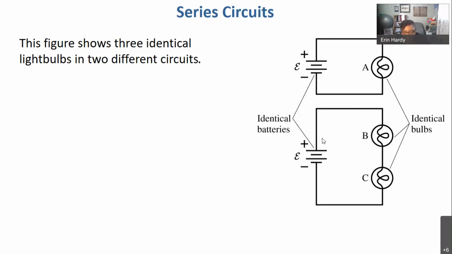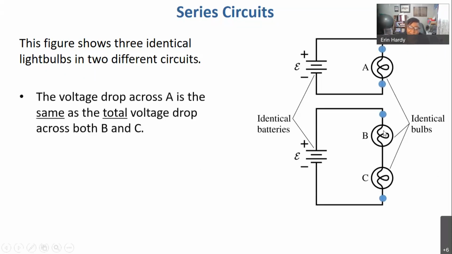So you can imagine that one of these batteries has an escalator that's moving quickly. The other one has an escalator that's moving more slowly. And you probably have a sense for which one is which, but let's talk through this step by step. If I wanted to measure the potential difference across bulb A in the upper circuit, I know to expect that that should be the same as the potential difference across the terminals of the battery itself, because there's nothing else in that circuit except for wire.